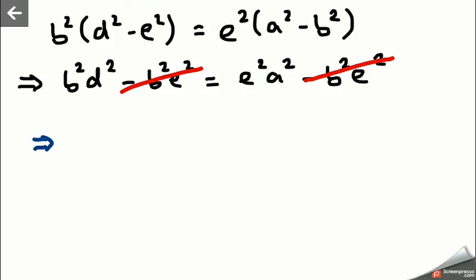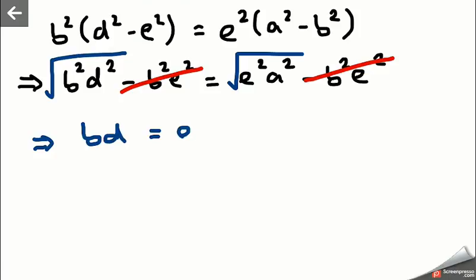So now we're trying to show that b divided by a equals e divided by d. Well, first I guess we can take the square root of both sides because we know they're positive. We know that b and d and e and a are positive. So when we take the square root of both sides, we get bd equals ea. That's no problem.